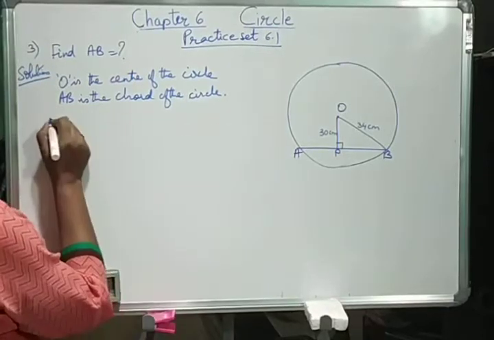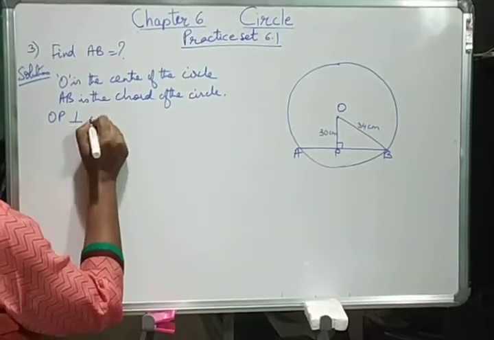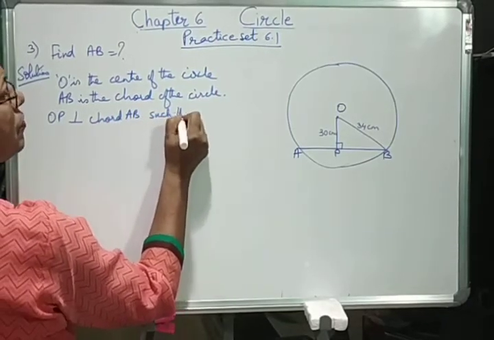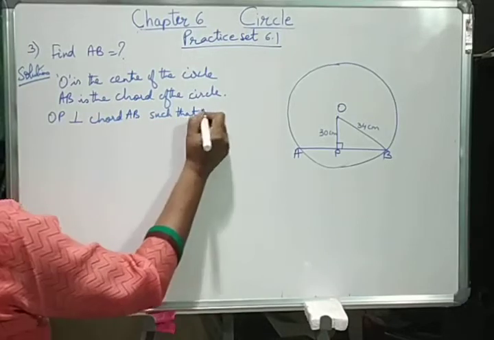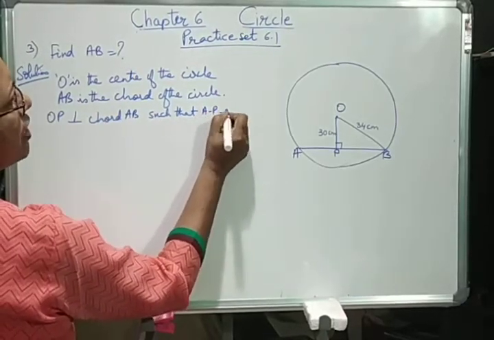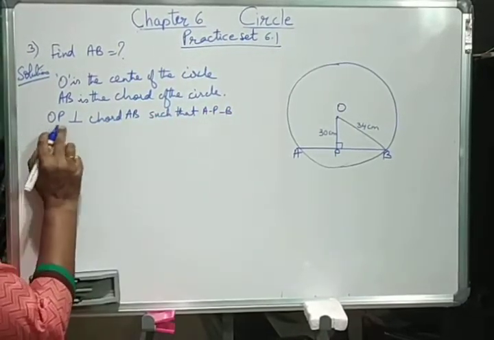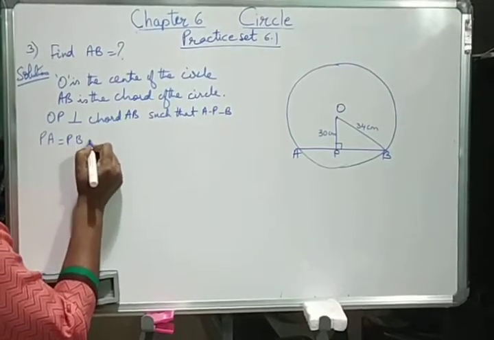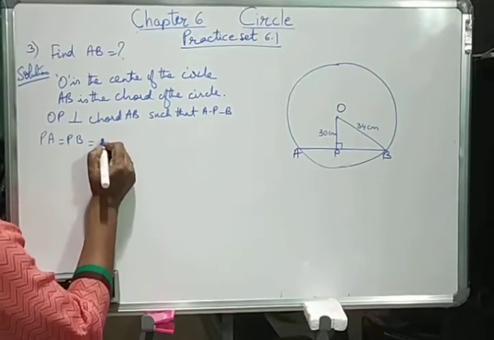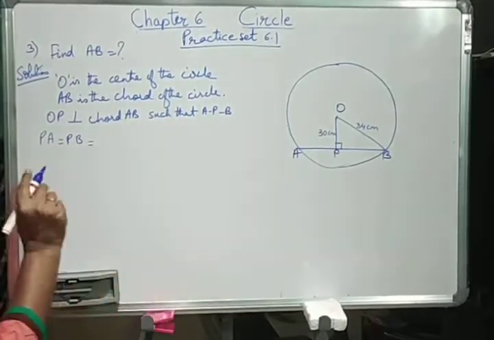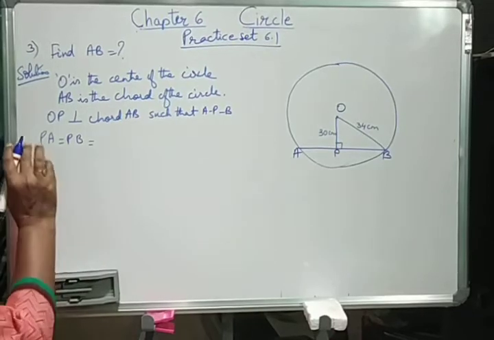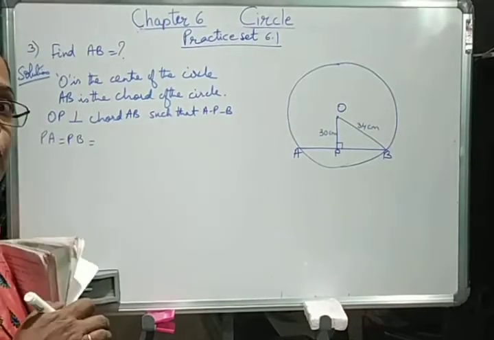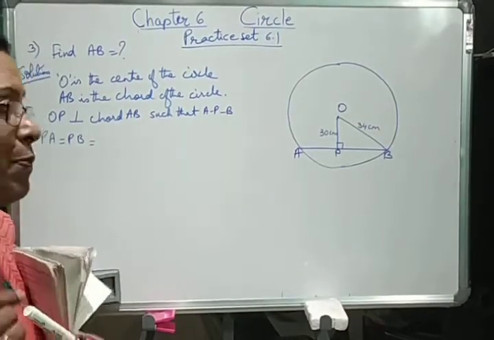And now, OP is perpendicular to chord AB such that, when you write down perpendicular, then you write down such that. When you are writing OP is perpendicular, meaning PA is equal to PB, and that is half of AB. This you know. But now over here AB we don't know. We have to first find out the value of AB.